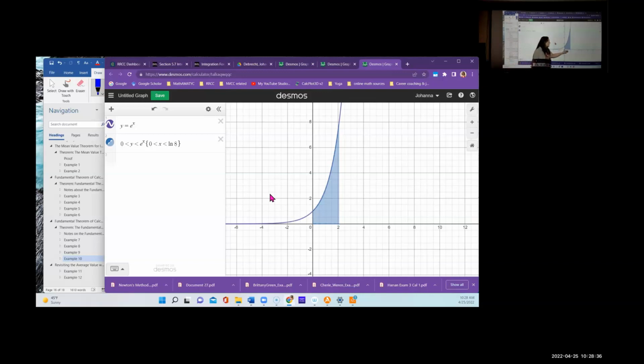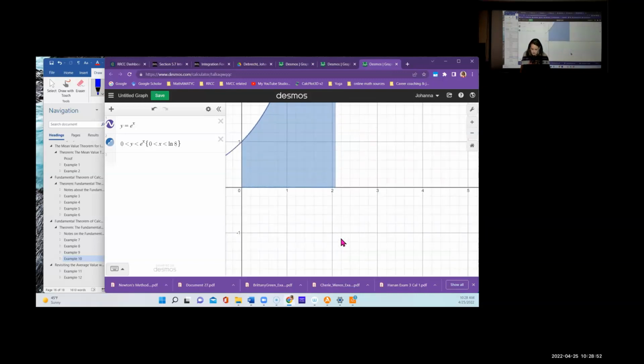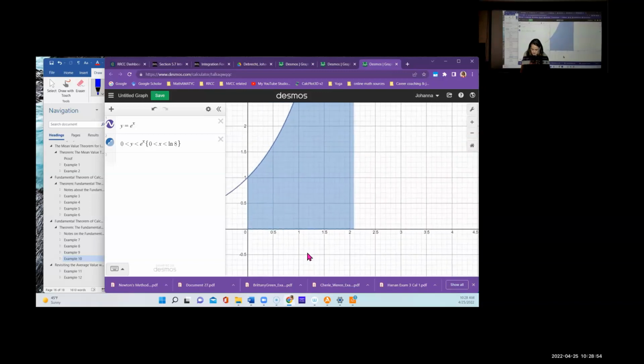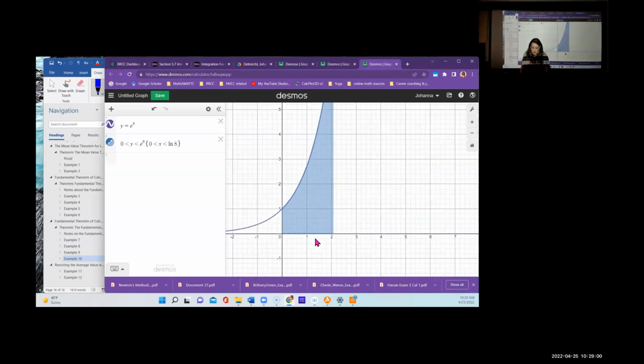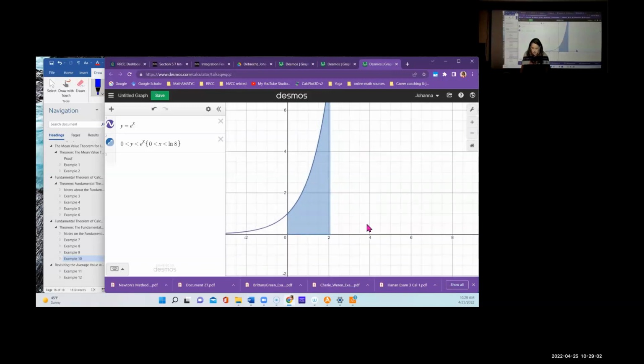And now we're looking at the integral between 0 and the natural log of 8. Now, the natural log of 8, of course, is this line right here. It's slightly past 2. It's very close to 2, but it's not 2. See if I can blow it up a little bit so you can see it. Now you can see definitely that it is past the 2. All right, and it's shading that region under there.